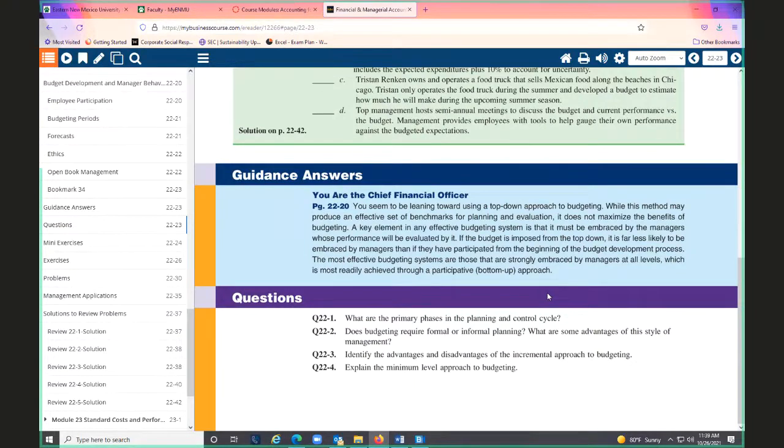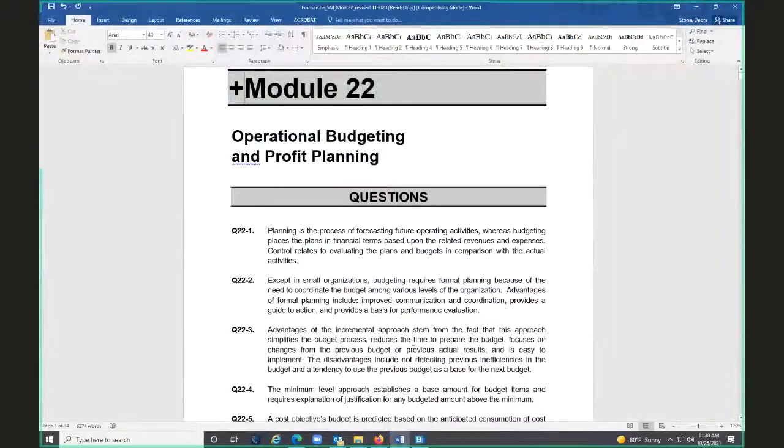Does budgeting require formal and informal? Both. It's good to have a formal budget process. And what about the style of management that goes along with that? Well, for example, in a small organization, budgeting requires planning because of the need to coordinate among various levels of the organization.